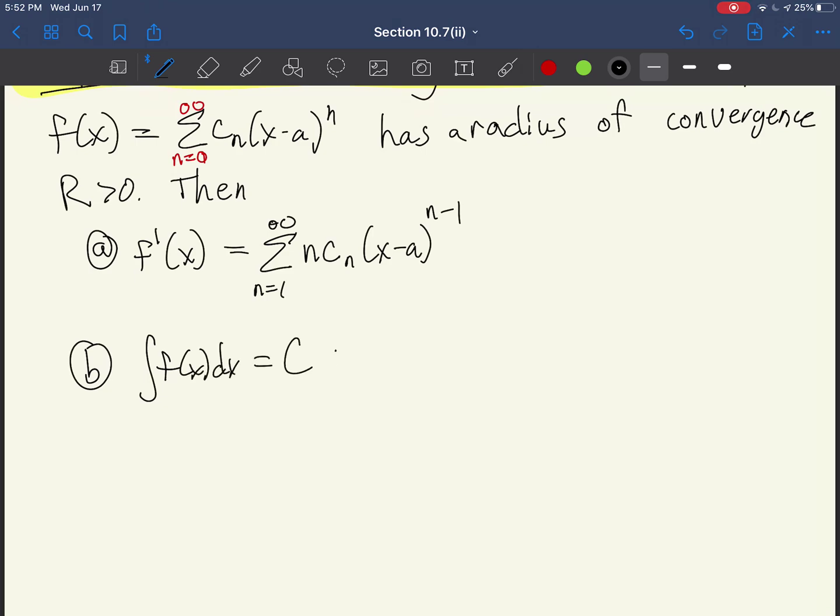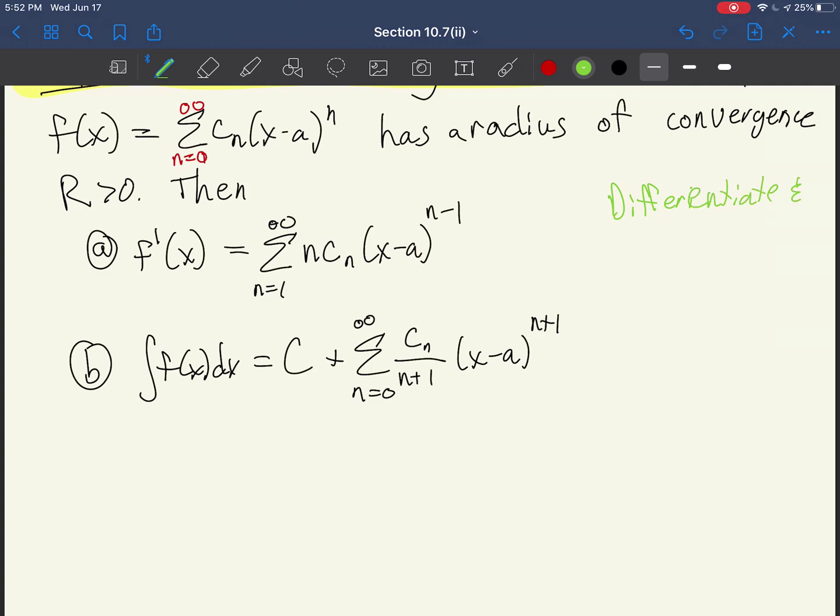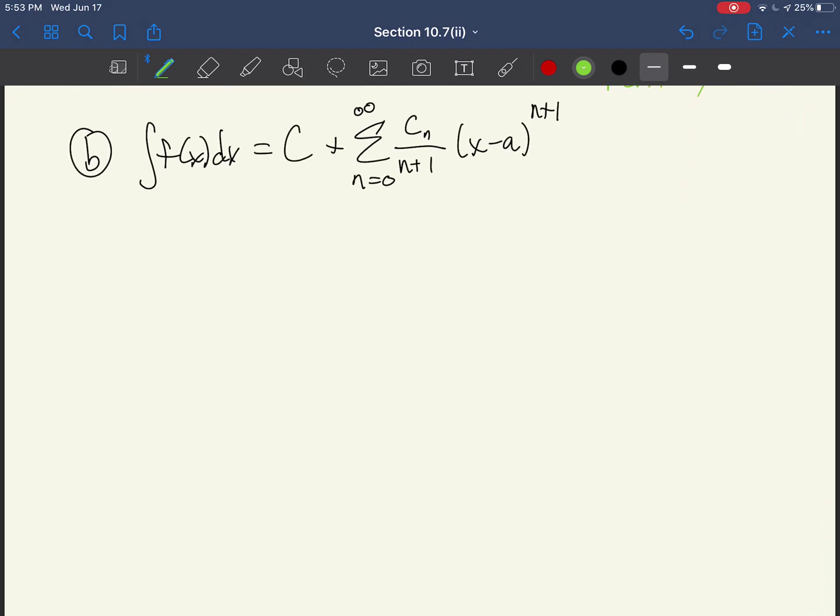And b, the integral of f of x dx is c plus the power series starting from n equals 0 to infinity of Cn divided by n plus 1 times x minus a to the n plus 1. Again, all this is really saying is that when you integrate, and same with when you differentiate, you do this term by term.